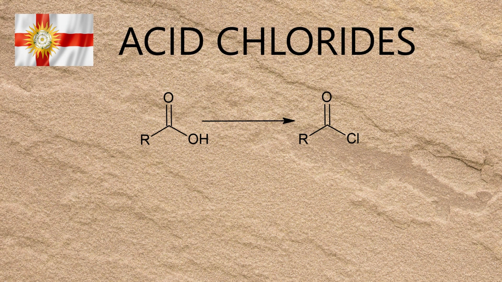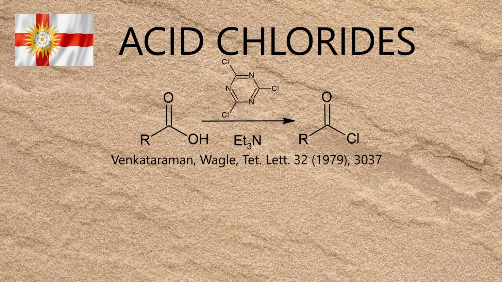This involves dissolving the acid along with cyanuric chloride in acetone, then reacting it with triethylamine, removing the solvent and redissolving the acid chloride with a non-polar solvent, this being the only thing left in the mixture that's soluble in non-polar solvents. Cyanuric chloride is relatively accessible and quite cheap, making it an attractive alternative to either thionyl chloride or oxalyl chloride.